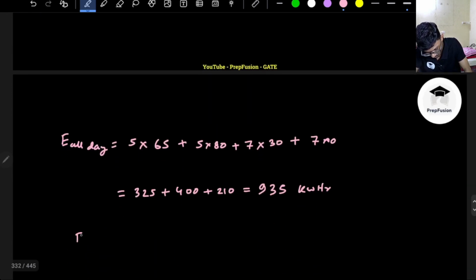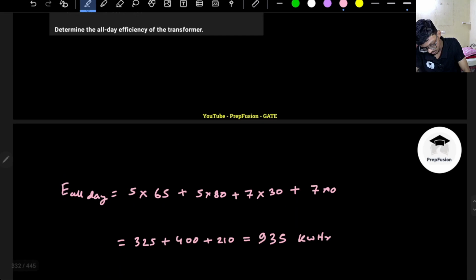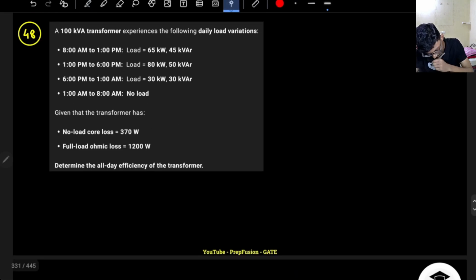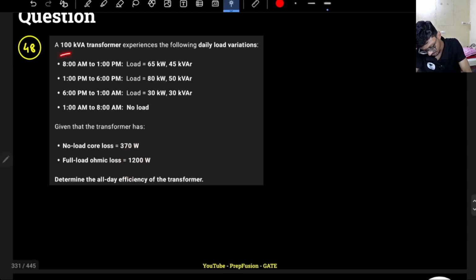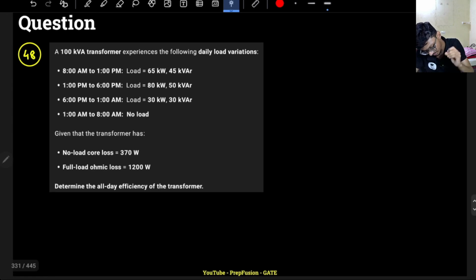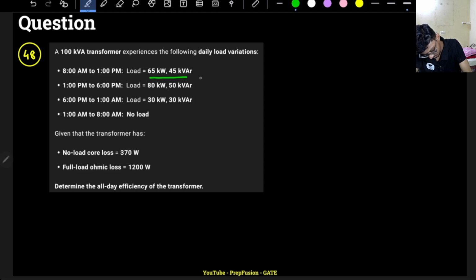So what is the energy in the copper loss? So you have to check the loading, right? Okay. Full load ohmic loss is this, but in the question, right? Okay, it is a 100 kVA transformer. If it's a 100 kVA transformer, power factor is also changing, right? So I have to identify what is the full load actually. How do I understand what is the full load? So if it's a 100 kVA transformer, so what is the volt ampere rating here? How do I find out?